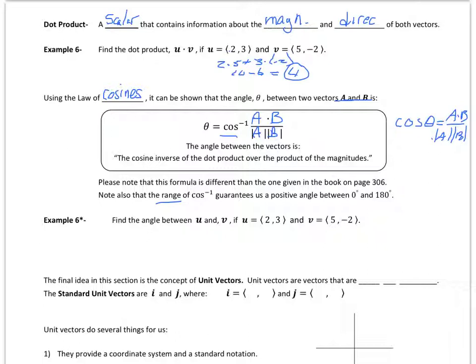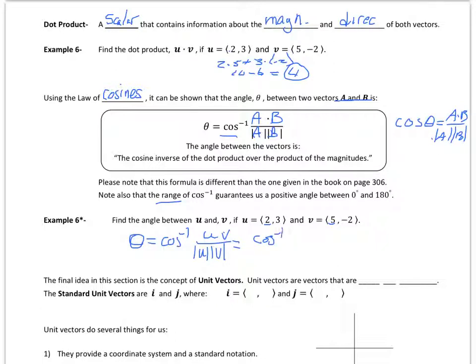All right, so let's do this. We're going to find the angle between u and v. If u is (2, 3) and v is (5, negative 2), we just plug and chug. So theta is equal to the arc cosine of u dot v over the magnitude of u times the magnitude of v. What is our dot product here? It's the same one as before, so our dot product is 4.